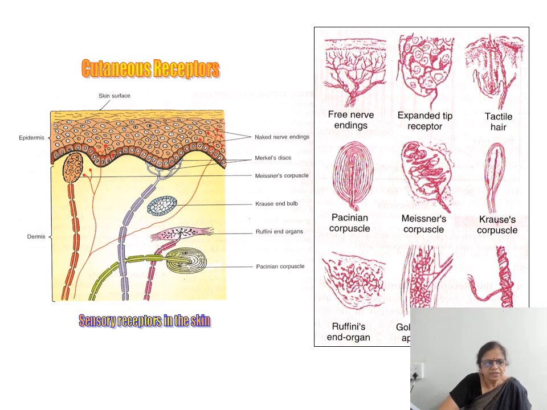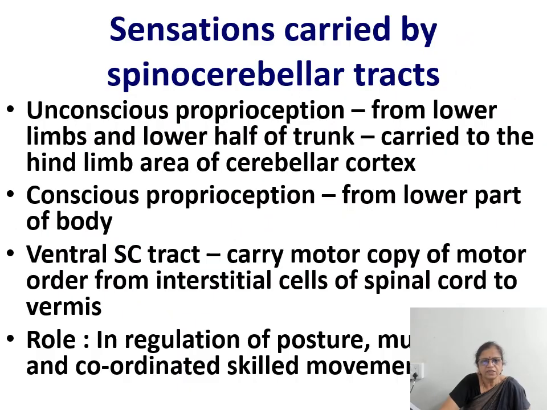The receptors here are also called deep receptors. They are the muscle spindle and the Golgi tendon apparatus, present on the tendons. The sensations carried are called unconscious proprioception, because conscious proprioception will be taken by the dorsal columns. So unconscious proprioception from the lower limbs and lower half of the trunk is carried to the hind limb area of the cerebellar cortex. The ventral spinocerebellar tract carries a copy of the motor order from the interstitial cells of the spinal cord to the cortex. So it mainly helps in regulation of posture, muscle tone and coordination of skilled movement.